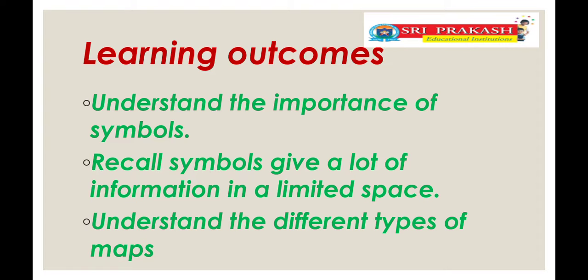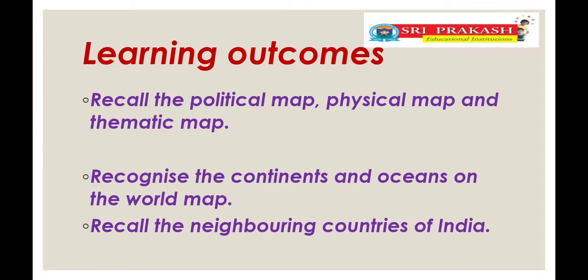First, learning outcomes. Children, at the end of the lesson, you will reach the following learning outcomes. You can understand the importance of the symbols and you can recall that symbols give you a lot of information in your limited space. You can understand the different types of maps and you can recall the political map, physical map and thematic map, and you can understand the neighboring countries of India.